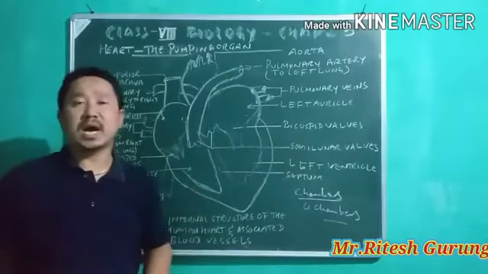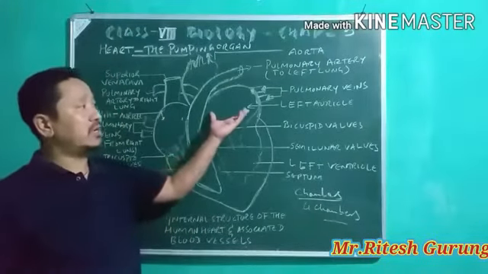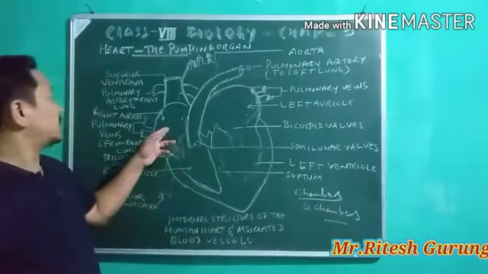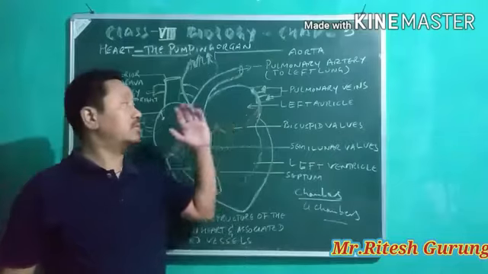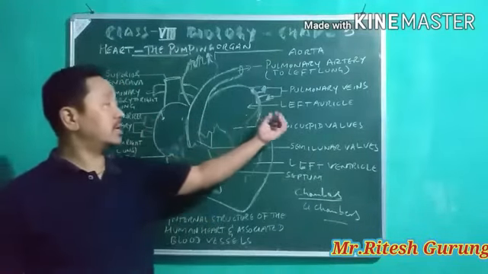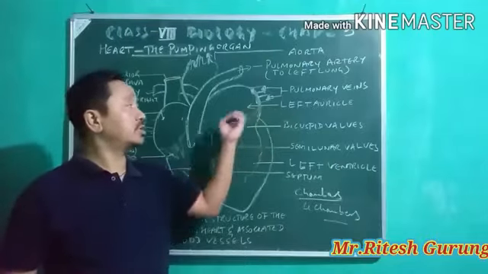The question might be asked, what is the function of the right auricle or the left auricle? What is the function of the right auricle? What is the function of the left auricle? The function of the right auricle is to receive the impure blood. The function of the left auricle is to receive the pure blood.